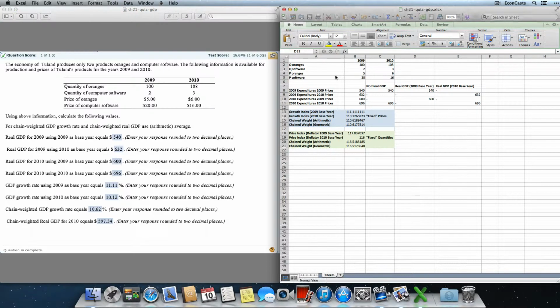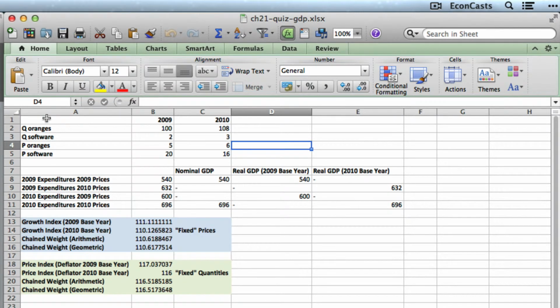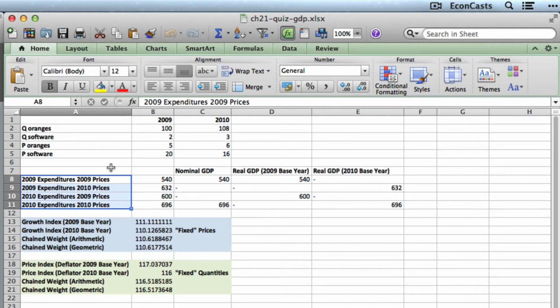Okay, so first what we need to do is open up an Excel spreadsheet so that we can track what we're doing and so that I can show you the formulas I use to calculate these various things. So I have copied over the data from the economy of Twoland, 2009-2010 production data, that's our quantity, and price data for each of our commodities. Expenditures here means price times quantity for the economy. So you can think of this as all the money that is spent in this economy.